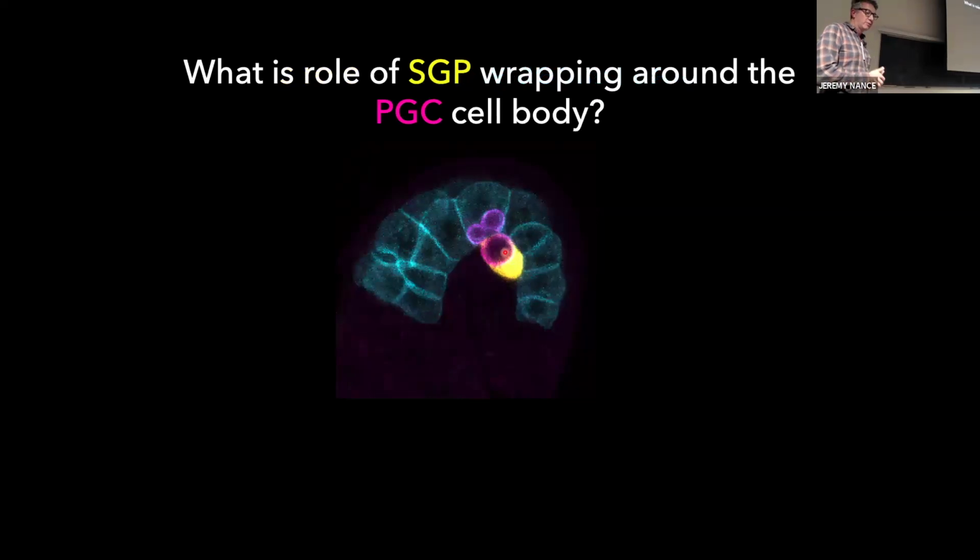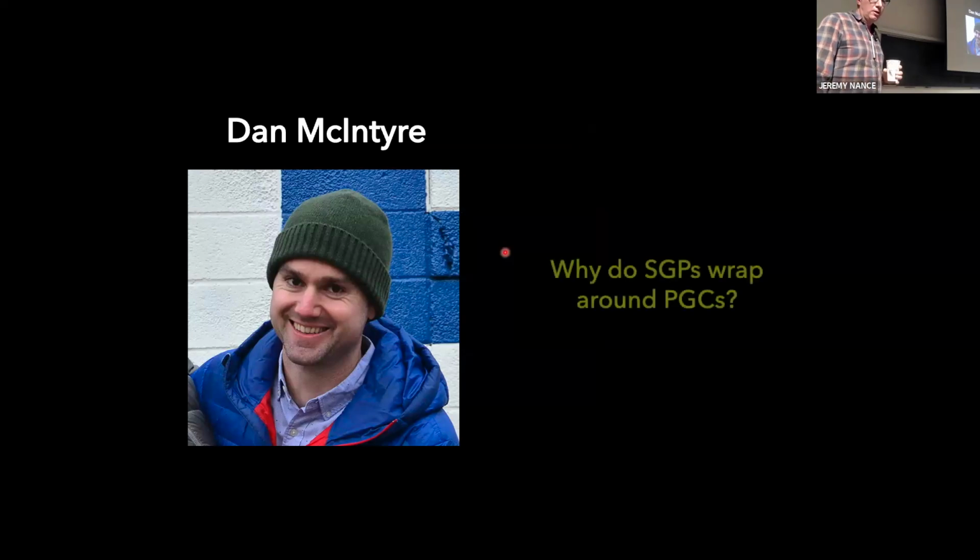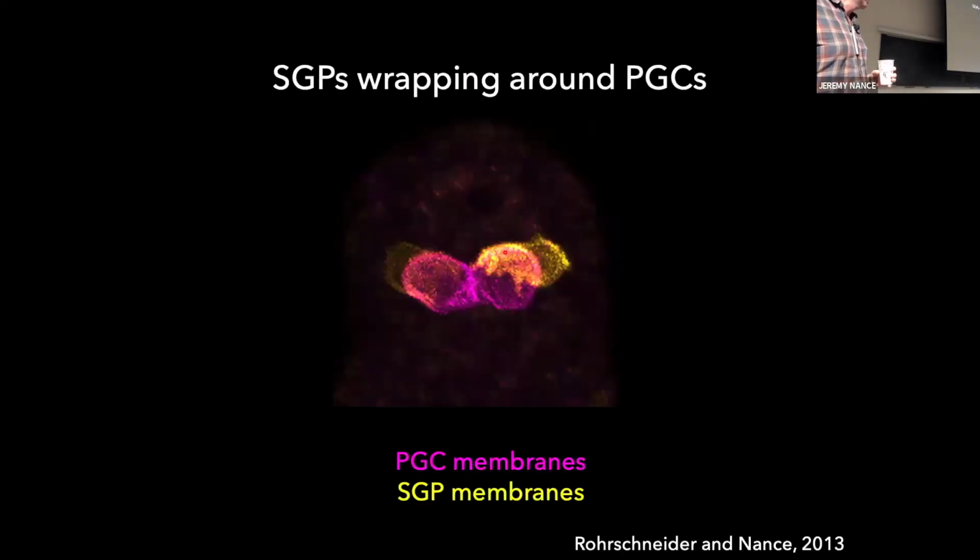Okay, so in the first part of the talk, I'm going to talk about what the role is of this SGP wrapping around the PGC cell body. And so this was the work of a postdoc that recently left the lab, Dan McIntyre, who has his own lab now at the University of Virginia. And he was really interested in the question of why these SGPs wrap around PGCs, especially because this is a conserved behavior seen in lots of different germlines and stem cells, as I mentioned.